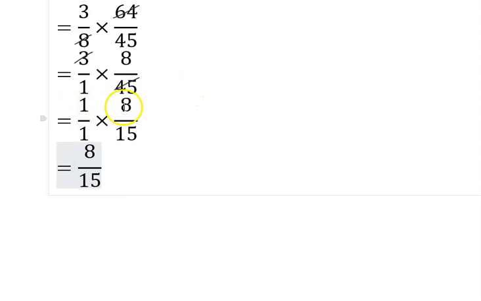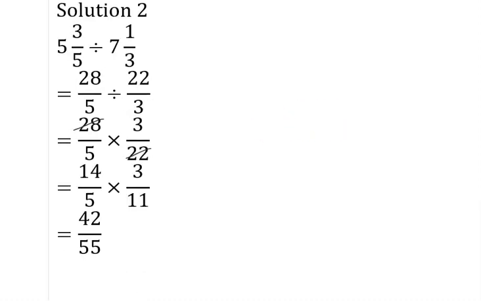So if you say 1 times 8 will give us 8, 1 times 15 will give us 15. So 8 over 15 is our final answer. Straight to question number 4. I'm sure you can see that it's very easy and interesting.